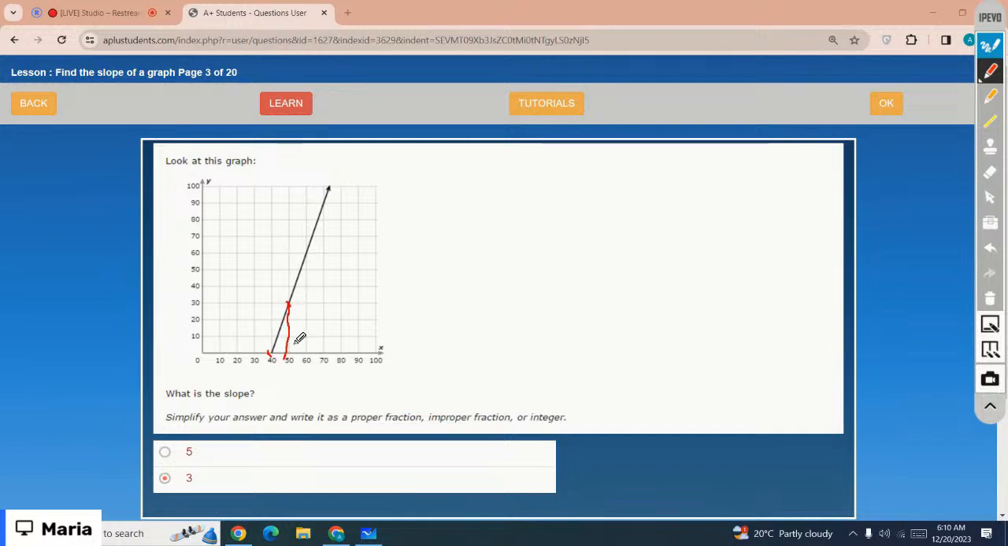That would be 1, 2, 3, right? And then on the x-axis, that is just 1. So the change in y is 3 and the change in x is 1. So 3 over 1 is 3. The correct option is 3, right?